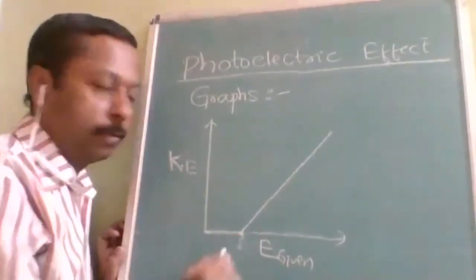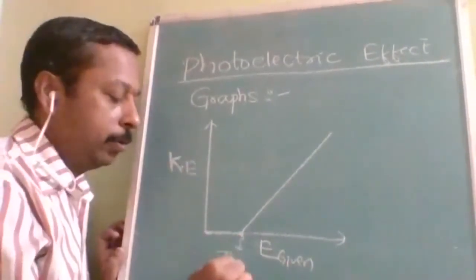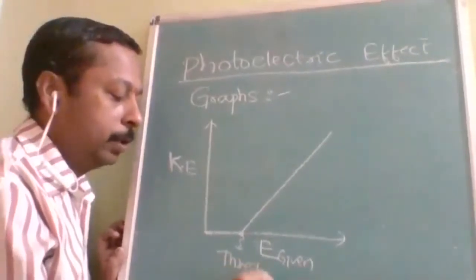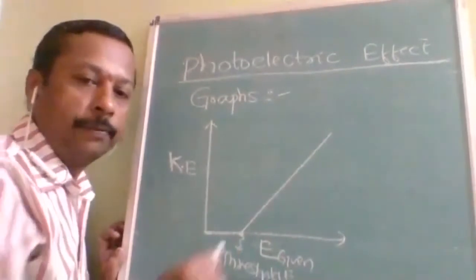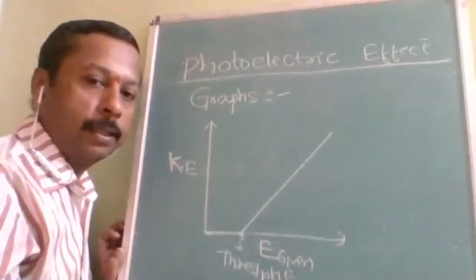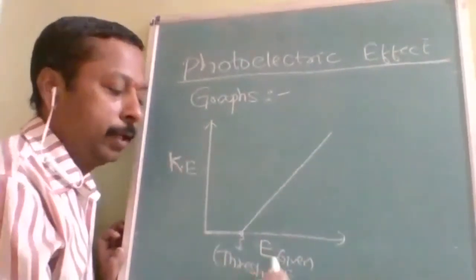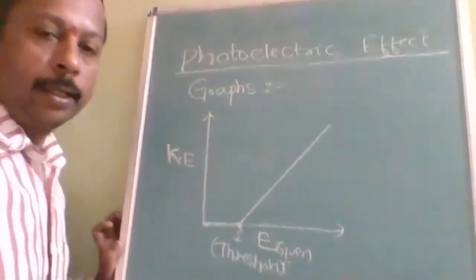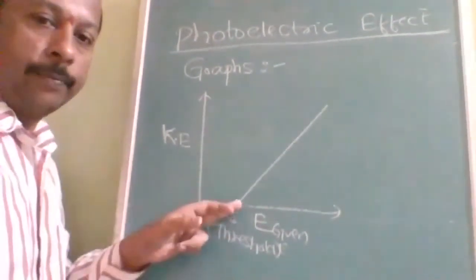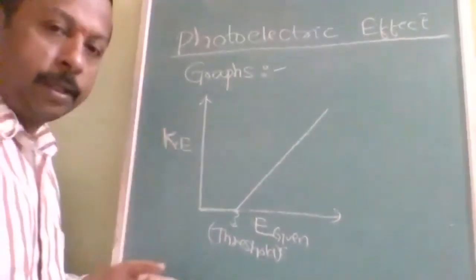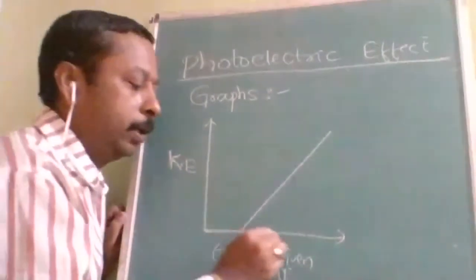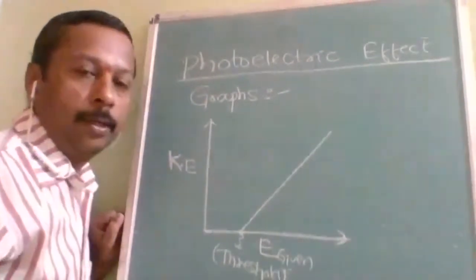this energy is called threshold energy. What is it called? Threshold energy. The intersection of this line with the x-axis is called threshold energy. Is it understood? Any doubt about this? Okay, no doubt.